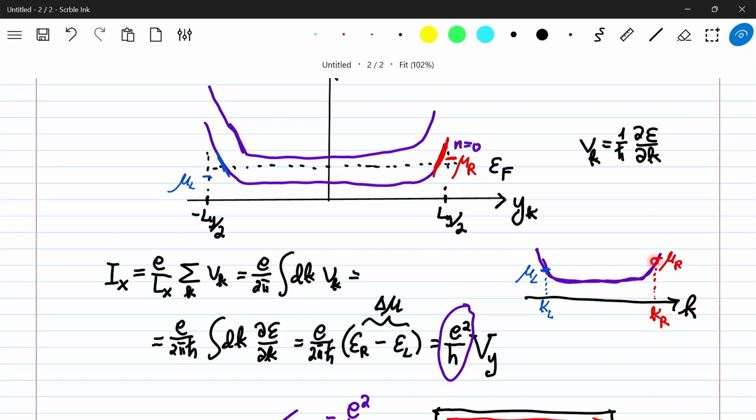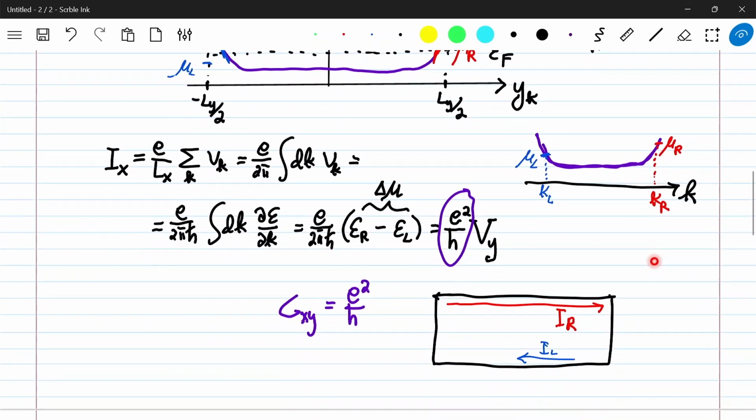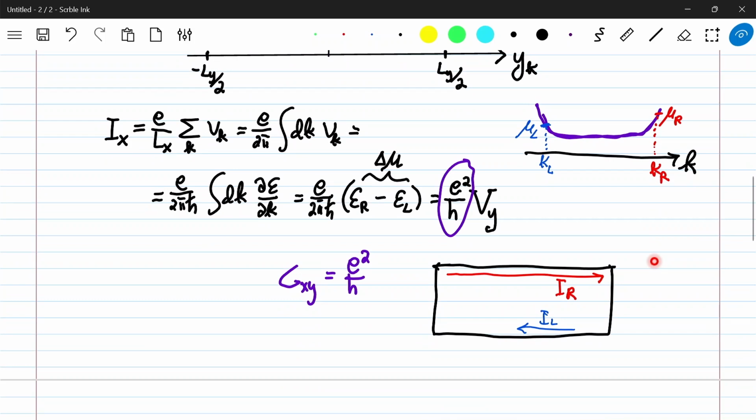But of course, what happens if I change the sign of the bias Vy? The direction will not change. What will change is that IR will now become smaller than IL, and the net current will be to the left, okay?